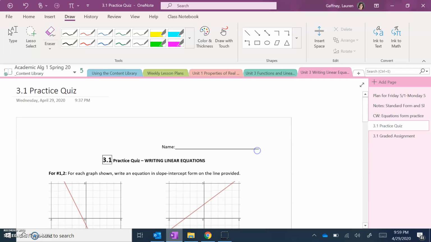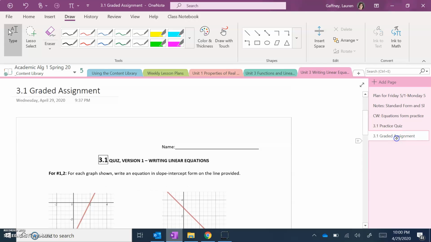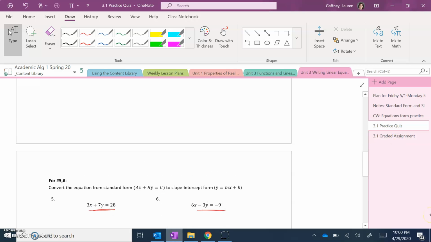I will have office hours next Tuesday if anybody needs help. So I know I wrote in the plan that this is going to be due Monday at 3, but if you find that you're struggling or you need any help with any parts of this, please just reach out and we can work on it Tuesday during office hours.